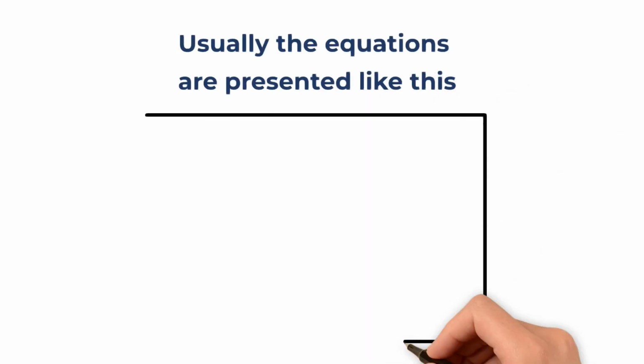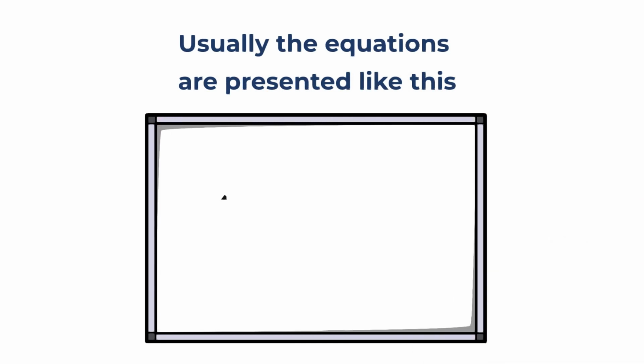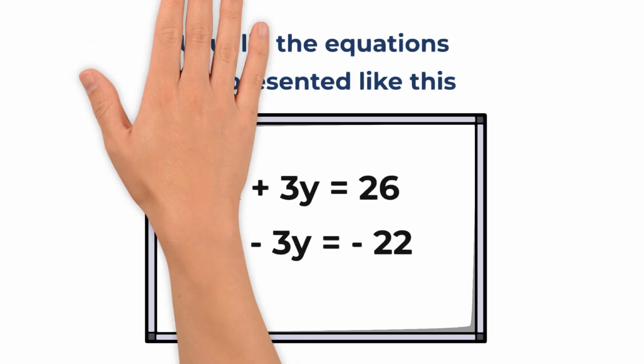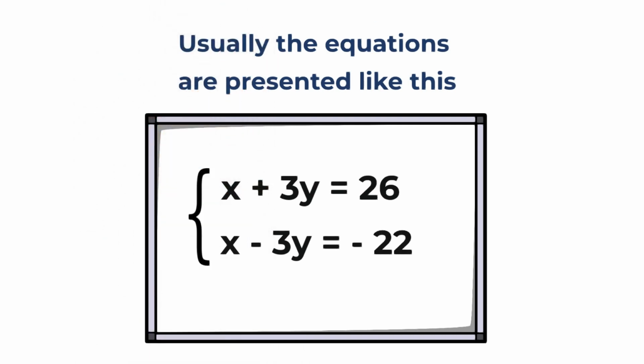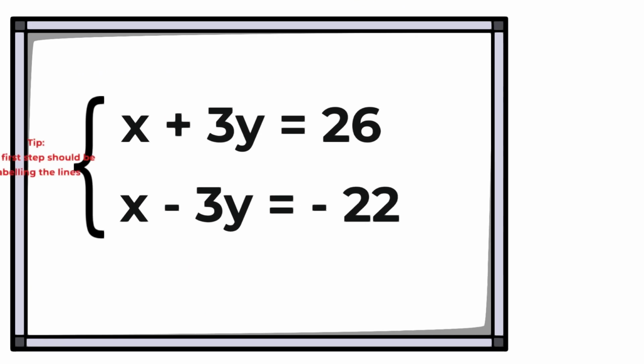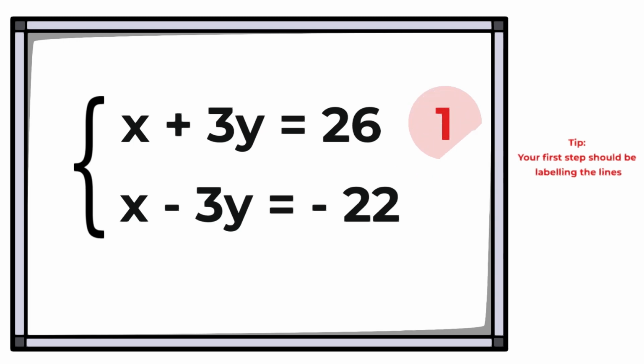Usually, you'll be presented with equations like these. You'll have an x value times something plus a y value times a number, and that's equal to a numerical value. And then a second equation with similar x and y values. Now, the first thing you should do when you're faced with simultaneous equations is to label the first one and label the second one. I would recommend you put little bubbles and little numbers around them. So label them number 1 and number 2.